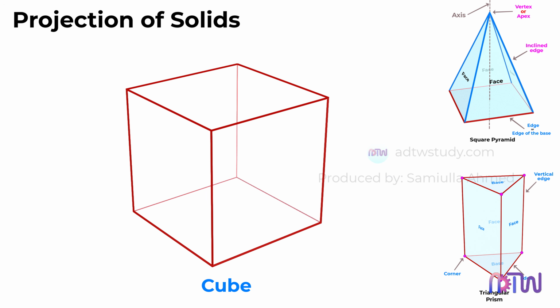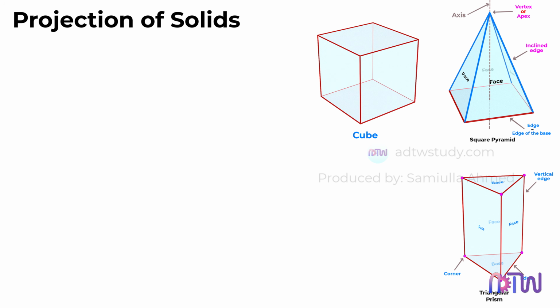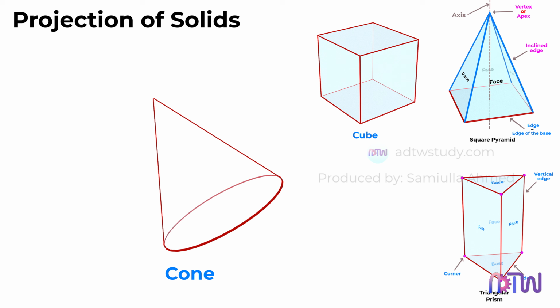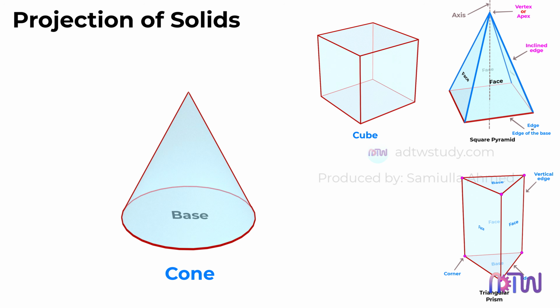Moving on to cubes, they are essentially a type of prism with the distinction that all their faces are identical and square, giving them a uniform appearance from all angles. Continuing our exploration, cones have a circular base and a pointy tip called the vertex or apex. Unlike pyramids, cones lack slant edges. Instead, these lines are known as the generator. The line passing through the center is called the axis.